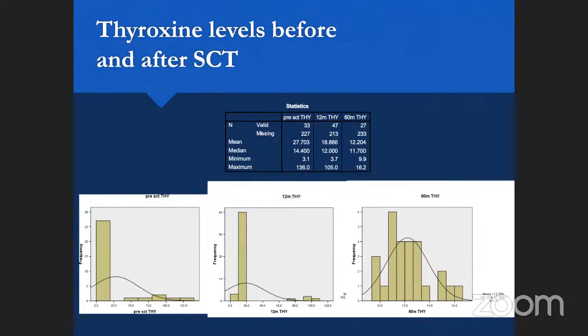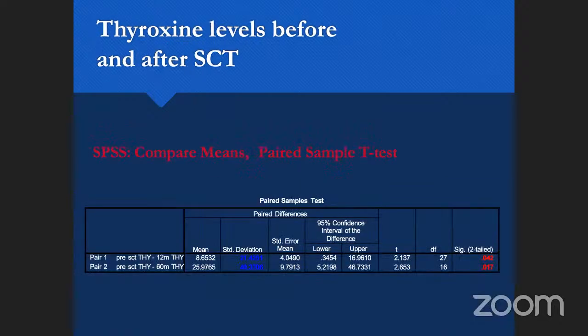So this is a practical example of a study that measured the thyroxine level before and after a stem cell transplant. So this is how the R values will be presented in a diagram, depending, of course, on the levels of the null hypothesis. They measured the mean value and the median with the minimum and the maximum predicted values.